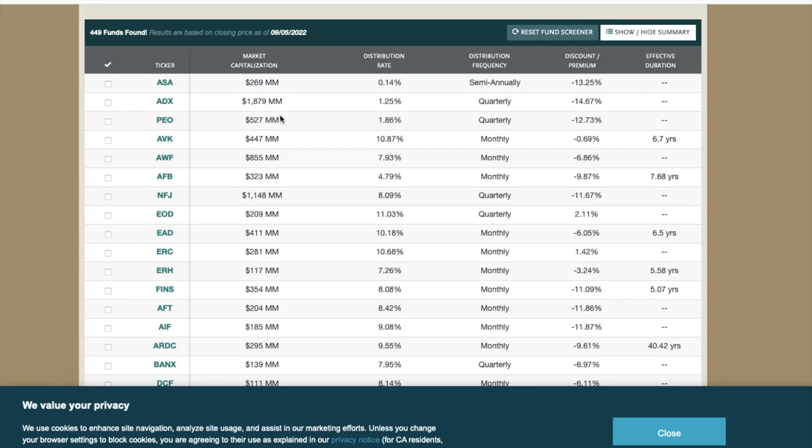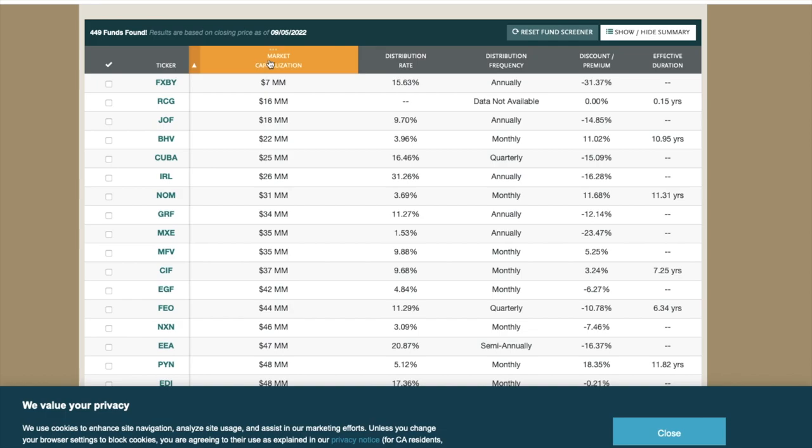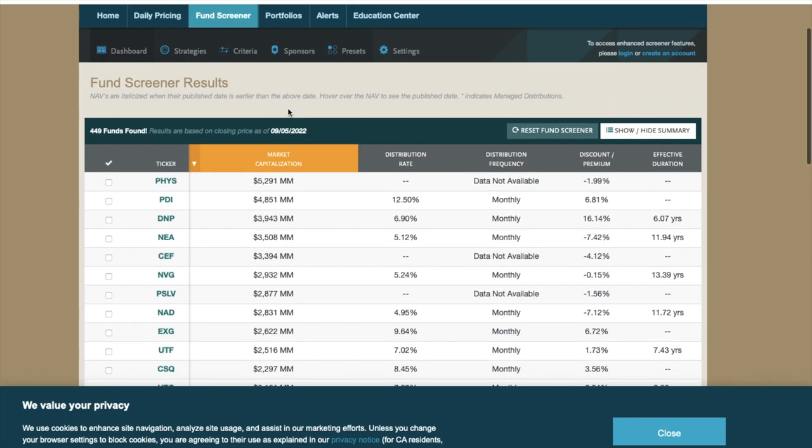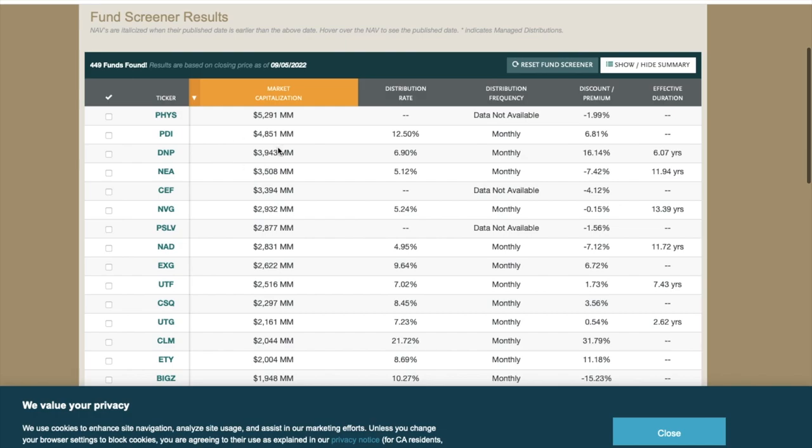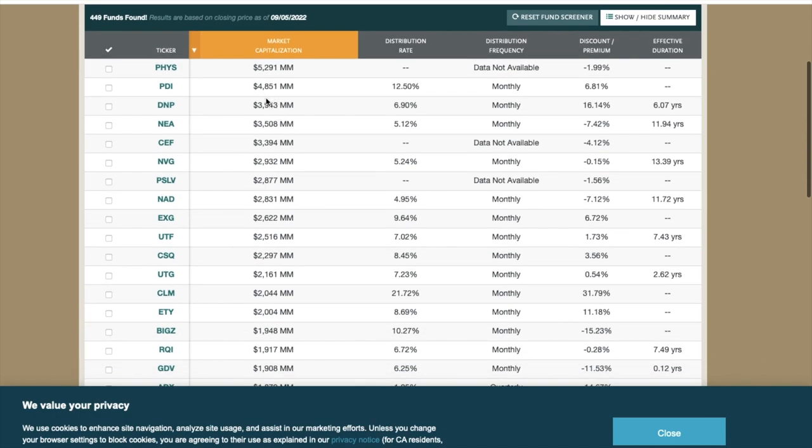So if I wanted to go off, let's just say market capitalization, and look at the largest market cap funds, I could just click on this once, click on it twice. And now you see at the very top here, these are all the largest funds. This is PDI. This is one that I invest in and have purchased. It's a monthly distribution, see if you look over here. Right now it's yielding about 12.5%. And you can see the discount or premium to NAV, it's running a little bit over at a premium.